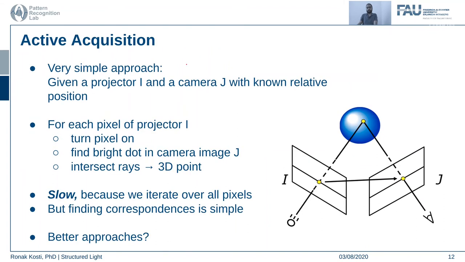So in active acquisition, as we have seen, it's a very simple approach. Given a projector here and a camera here, and we know the relative positions of both of these, the projector is able to generate a light pattern, and the camera is able to capture the light pattern along the scan line using the similar stereo setup. When you turn on the source, let's say you turn on one pixel color, in this case yellow, the camera is able to capture the location of this yellow from the scene.